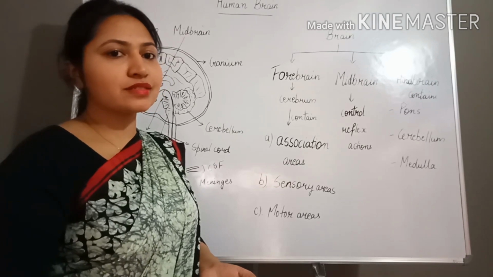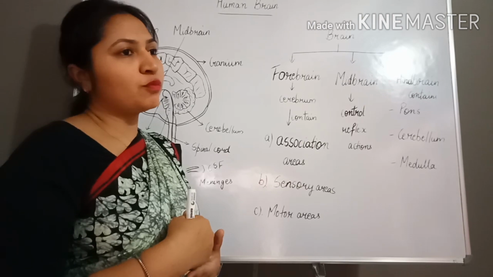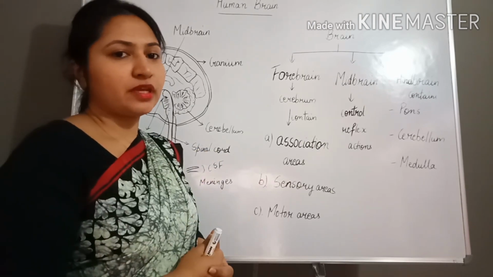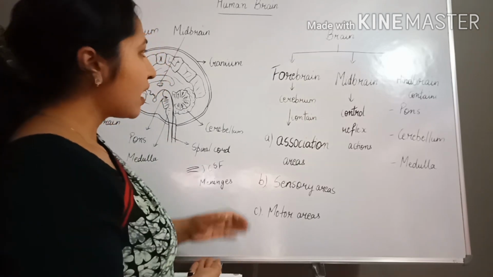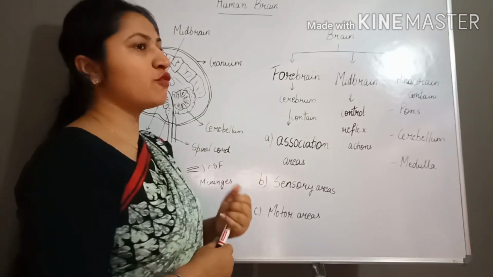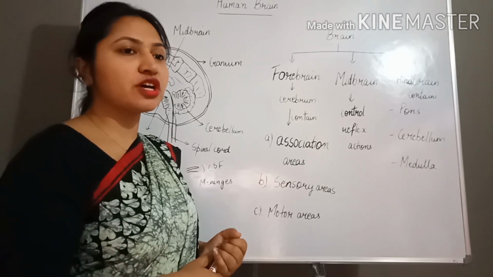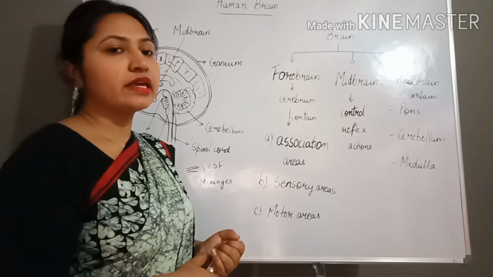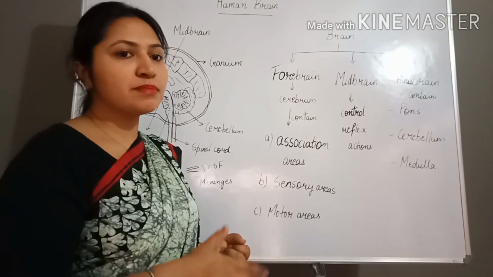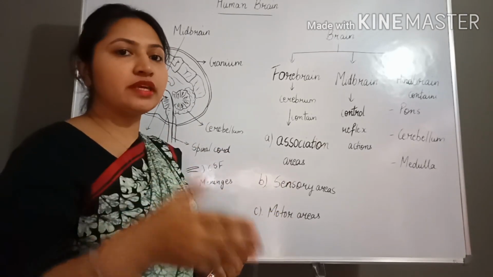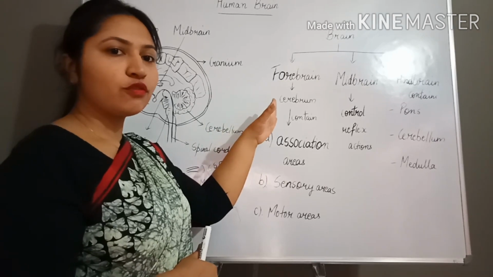What are effector cells? Effector cells are present in that organ where it will be told how to show the response against the stimuli. And the forebrain is responsible for controlling the voluntary actions. What are voluntary actions? Those which are performed by our will, in which the skeletal muscles are involved. Skeletal muscles means the muscles which are attached with the bones. So all the voluntary actions are performed by the forebrain.